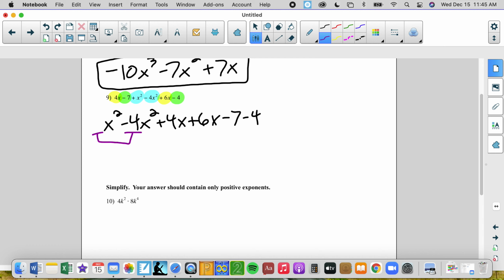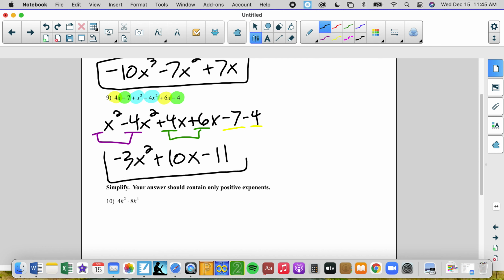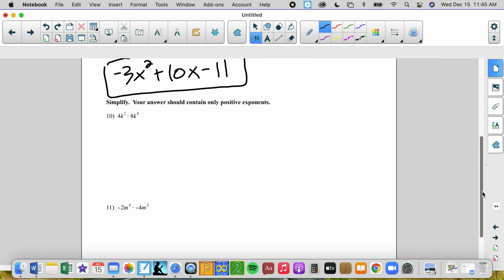We have a positive 1 and a -4, which makes -3x squared. We have a positive 4 and a positive 6, which makes positive 10. And then we have -7 and -4, which makes -11. All right, that's adding and subtracting. That's combining like terms. Now we're going to multiply. Now we can multiply these two terms. They are not like, but we can multiply them.